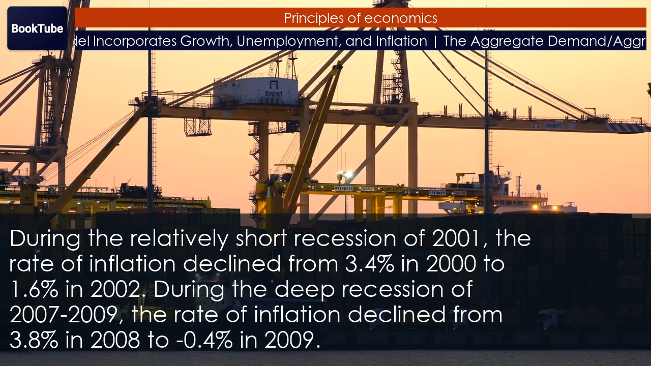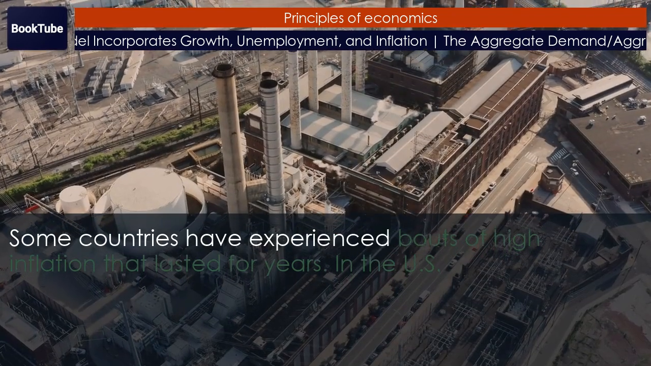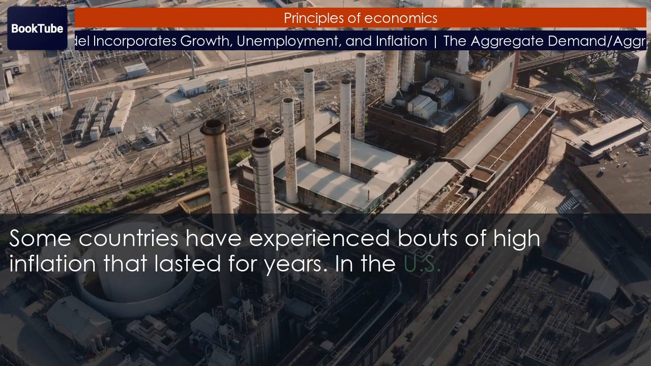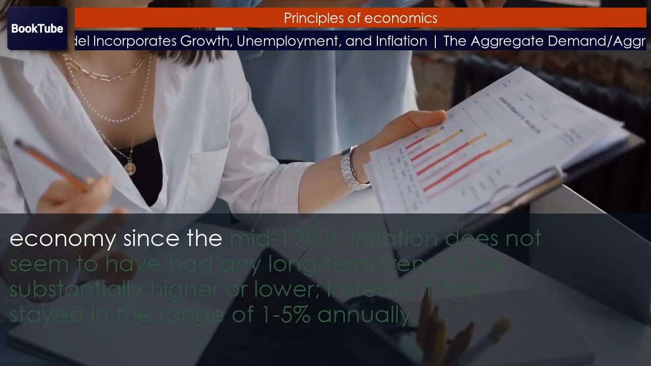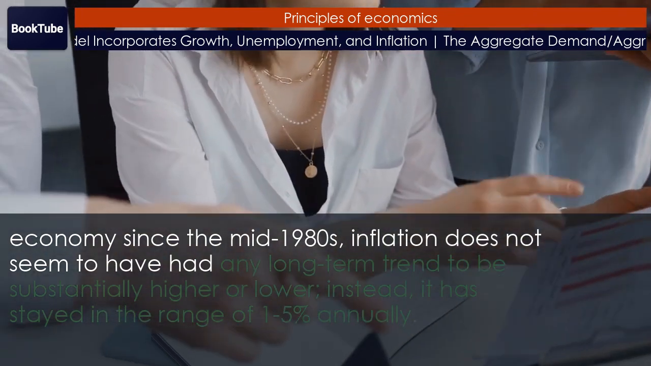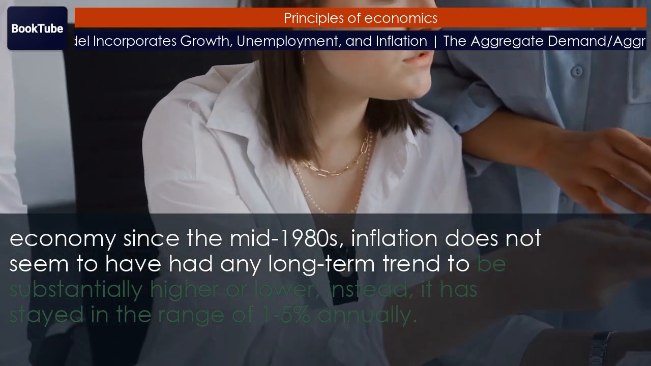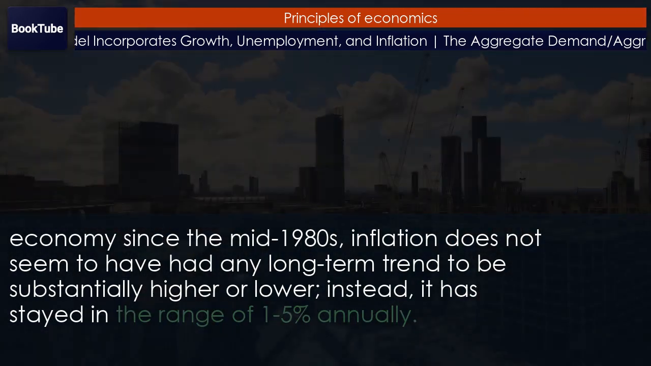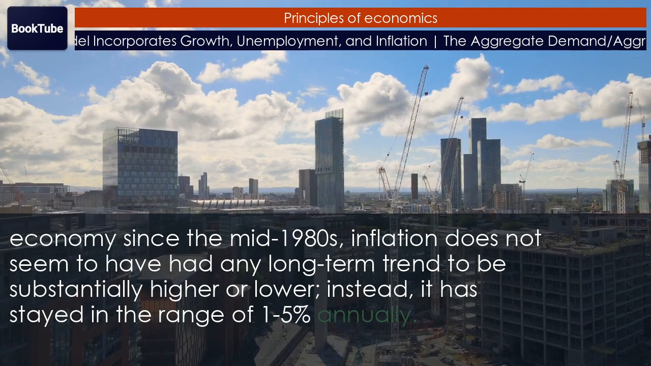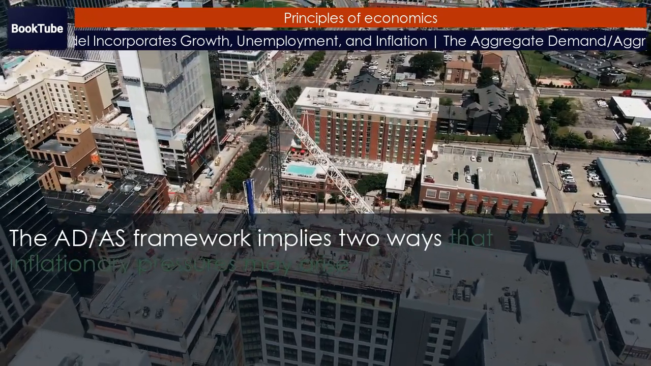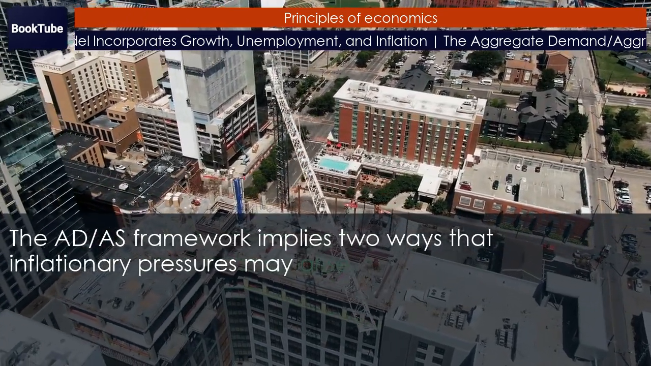Some countries have experienced bouts of high inflation that lasted for years. In the U.S. economy since the mid-1980s, inflation does not seem to have had any long-term trend to be substantially higher or lower. Instead, it has stayed in the range of 1 to 5% annually. The AD-AS framework implies two ways that inflationary pressures may arise.